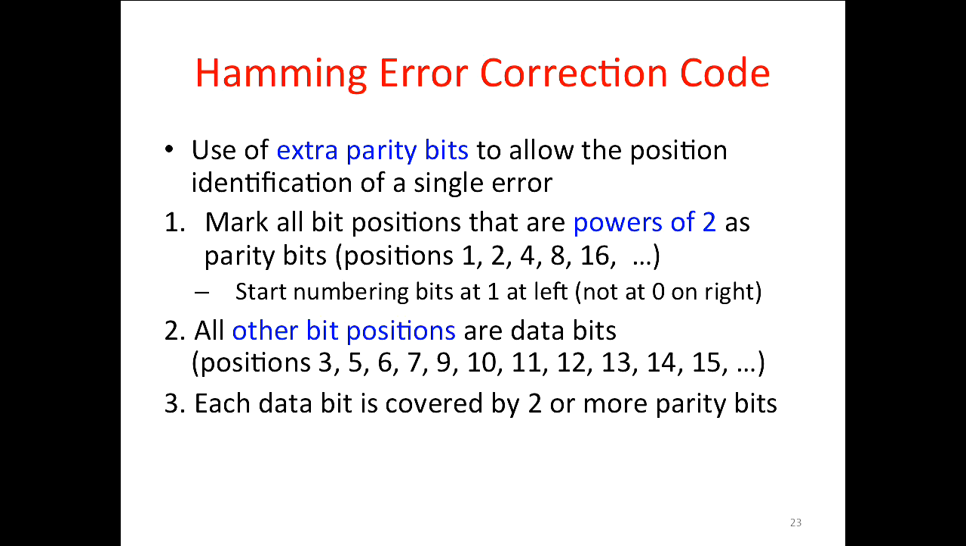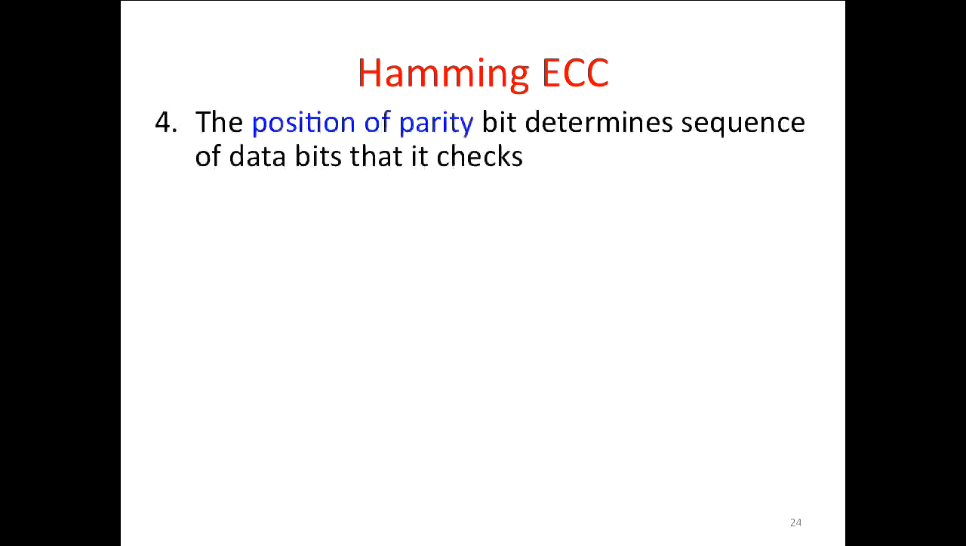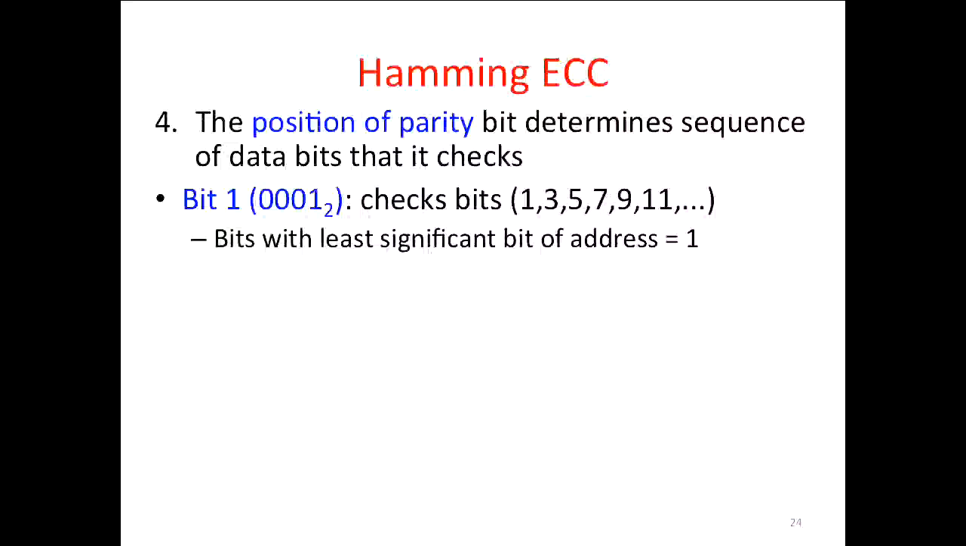And the idea here is each data bit is going to be covered by 2 or more of these parity bits. And each parity bit that we add is not going to cover the whole word, but only a subset of the bits. And which subset it covers, actually only half the bits, depends on its position.